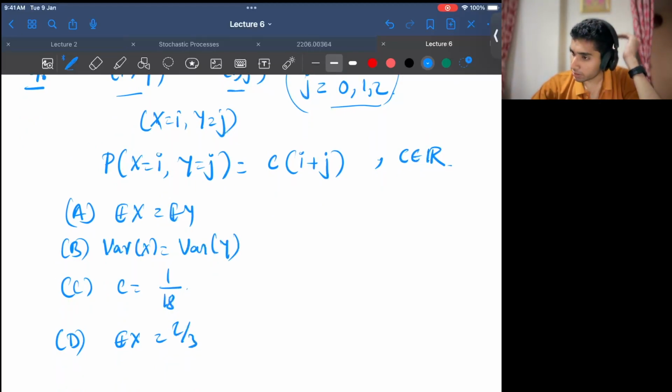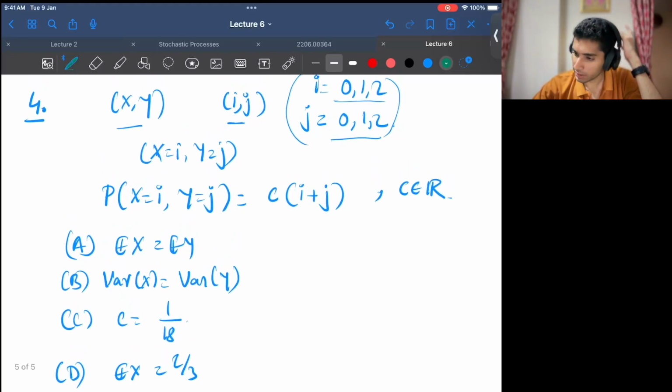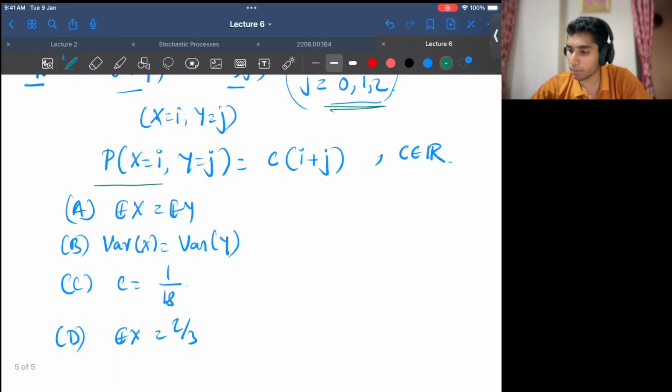So actually the first two options you can just straight away answer. Is expected value of x equal to expected value of y? Well, if you look at it, x and y are symmetric again, right? Because they are taking values in the same codomain, or at least the range of these random variables, the values that they can assume, is the same. And more than that, the probability mass function is actually again symmetric. I mean, c times i plus j is equal to c times j plus i, right?